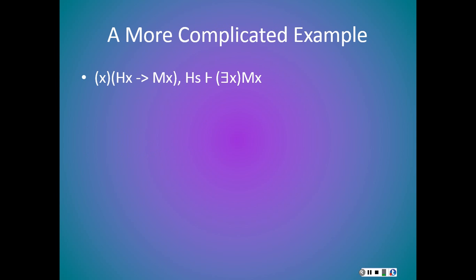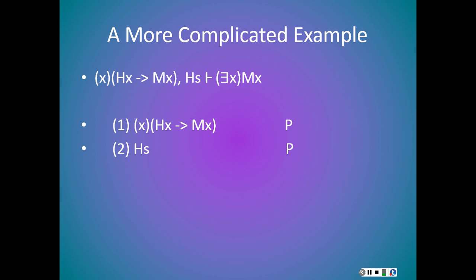Okay, let's look at a slightly more complicated example. So consider this sentence. For any x, if x is H, then x is M. S is H, therefore something is M. So this could stand for the argument all humans are mortal, Socrates is human, therefore something is mortal. I think this argument is clearly valid, and the rules we have allow us to prove that it is.